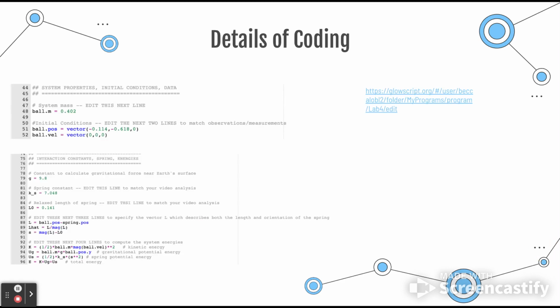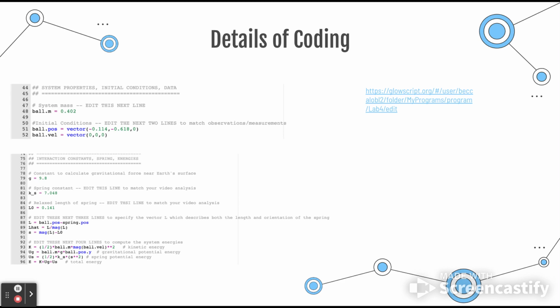So we calculate the mass, and then we calculate the position from Tracker. The zero vector will be the starting velocity of the ball because it starts at rest, and the spring constant k is calculated by the period of oscillation formula, which is T equals 2 pi times the square root of m over k, and then you solve for k. To find the relaxed length of the spring, you set the gravitational force equal to the spring force.